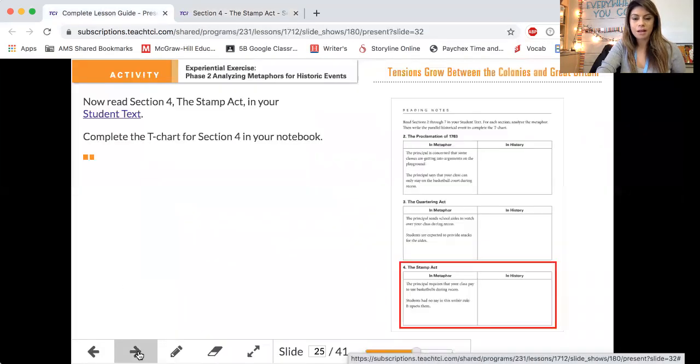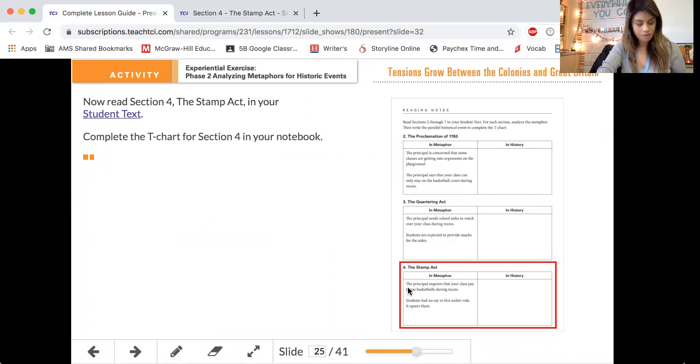Welcome back. You may already know that you have to complete the Stamp Act chart on page 62. The metaphors are: the principal requires that your class pay to use basketballs during recess. The other metaphor is: students had no say in this unfair rule. It upsets them. Go ahead and put down what you think it represents in the history part of the chart. Press play when you are ready to continue.